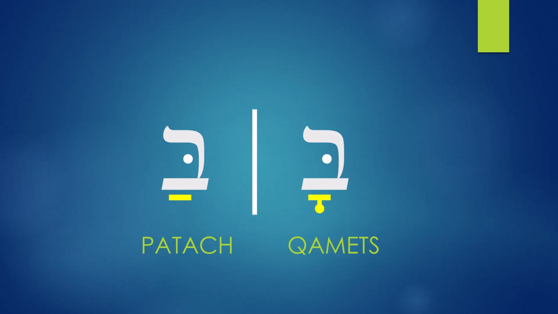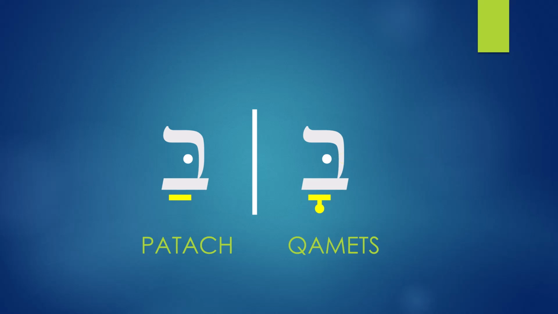But here are some rules on how to pronounce the vowels. Number 1, always pronounce the consonant first, then the vowel. So you start by pronouncing the consonant and then the vowel. Let's look at the first one here. On the first one you have the bet, and under there you have the kametz. That dot that you are seeing there is the dagesh.